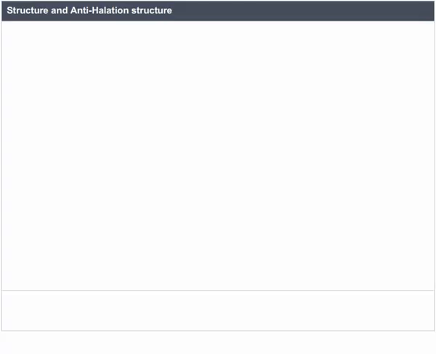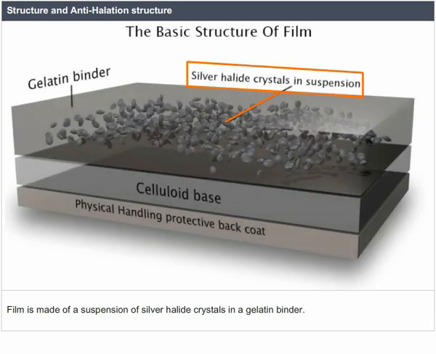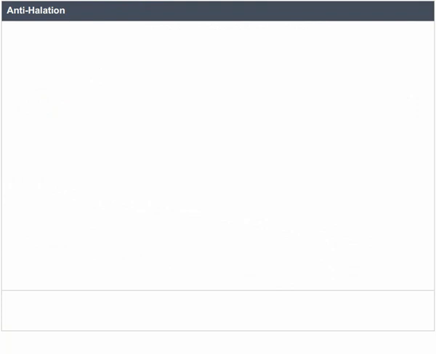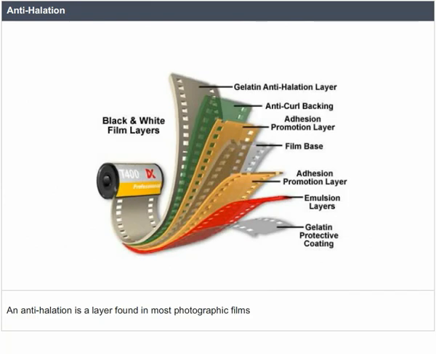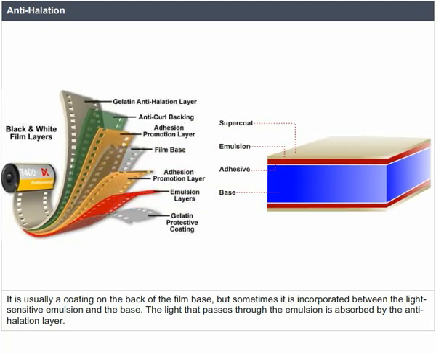Structure and anti-halation structure. Film is made of a suspension of silver halide crystals in a gelatin binder. This emulsion is finely layered many times, along with any dyes for color or processing agents, onto a celluloid base, protected on the backside with physical handling coatings. The silver halide crystals are the actual photoreactive medium. Antihalation. An antihalation layer is found in most photographic films. It is usually a coating on the back of the film base, but sometimes it is incorporated between the light-sensitive emulsion and the base. The light that passes through the emulsion is absorbed by the antihalation layer.